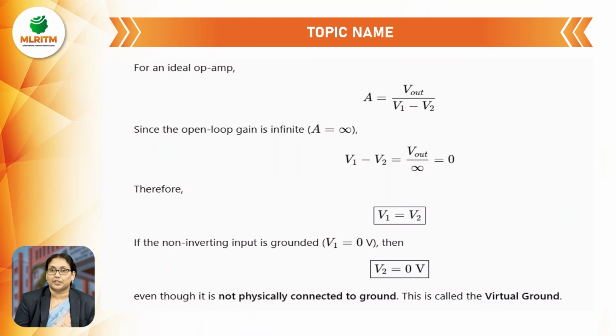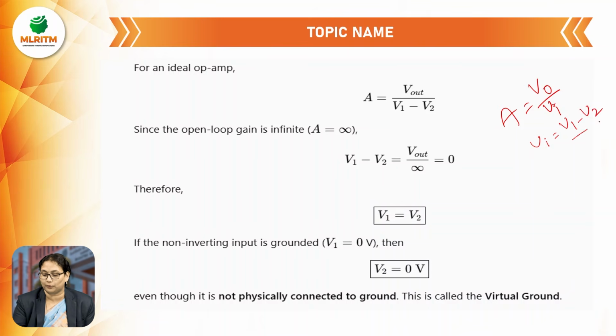For an ideal operational amplifier, we know that A is equal to V0 by Vi. A is the gain, and gain is nothing but output voltage by input voltage. Here the input voltage Vi in an operational amplifier is the difference of the inputs, V1 minus V2. So A is equal to V0 by (V1 minus V2). For an ideal operational amplifier, the gain is infinity.